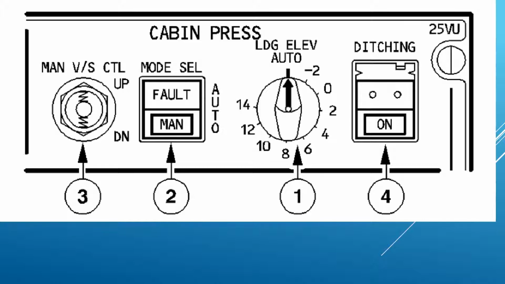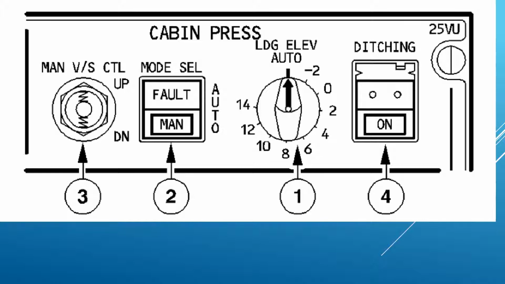The manual vertical speed control switch, number 3. When there's a fault, we can use this. Again, we would use this in manual mode, and we can just operate that toggle switch. It's spring loaded to the neutral position, and it controls the outflow valve position through the operation of the manual motor. It only works when the mode selector switch is set to manual.